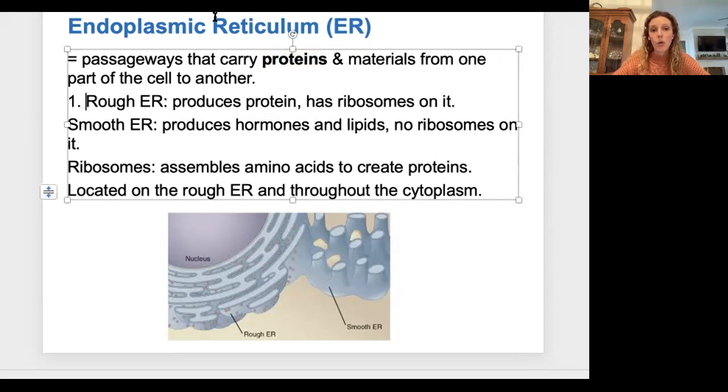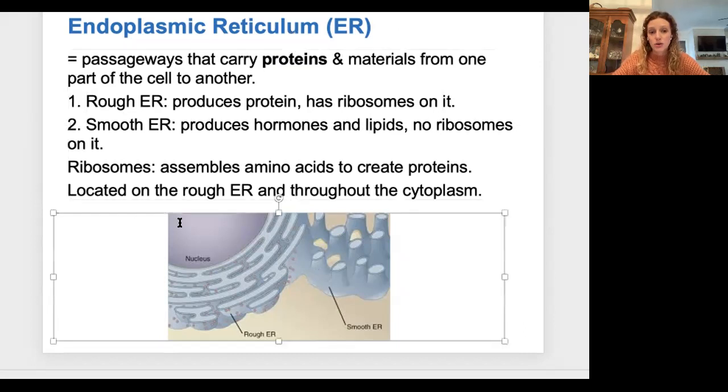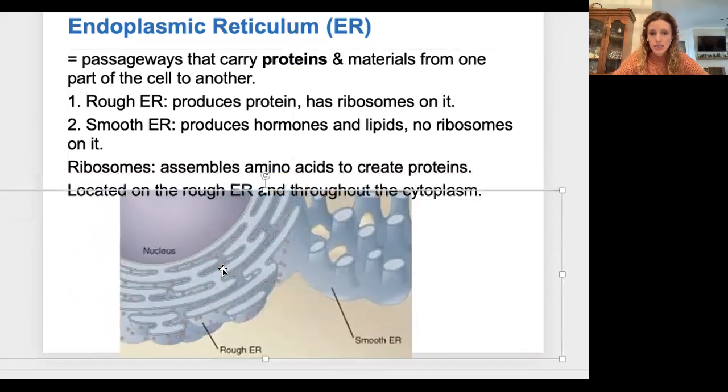So write the whole word endoplasmic reticulum out and then put in parentheses ER, just like how it is up here in the title. That way you don't have to write the whole word out over and over again. Okay, so this deli meat, it's going to have two types of it. I'm going to blow up this picture just a little bit for right now. You can see this is the rough ER and this is the smooth ER. The only difference is the rough ER has these polka dots in it.